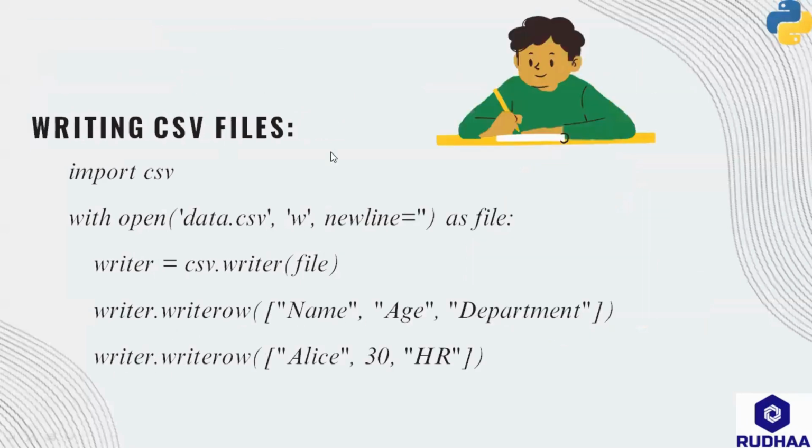Next is writing with CSV file. Import csv, open it in W mode with newline equal to empty, so we will write each data in a new line. writer equal to csv.writer of file, then writer.writerow. It will write in the row order: name, age, department, and we can give some values here. You can give the key here and the values in the next line. So this is how we can write the CSV file.